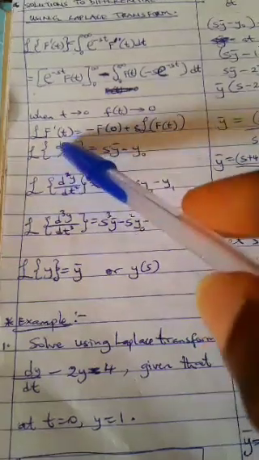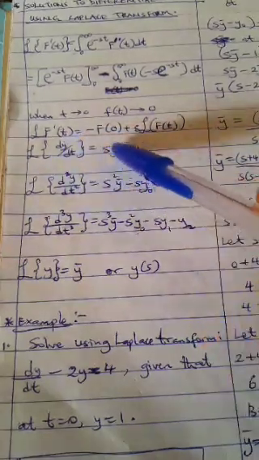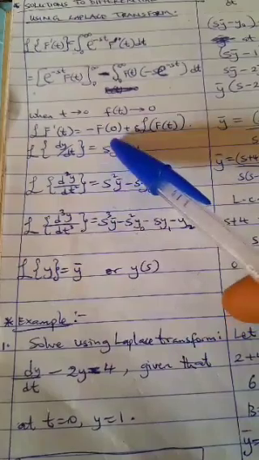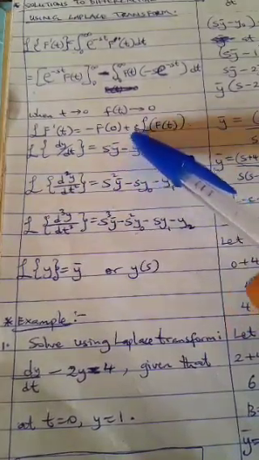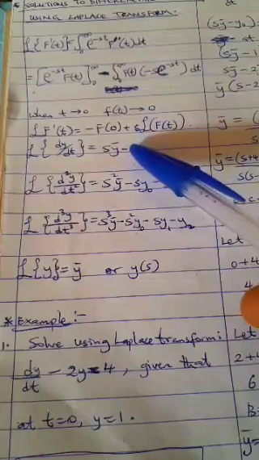This one is the first derivative, that's why you write s. You see this one as s raised to power 1 y bar minus s raised to power 0 y naught. You know s raised to power 0 is the same thing as 1, that's why it's not appearing here.